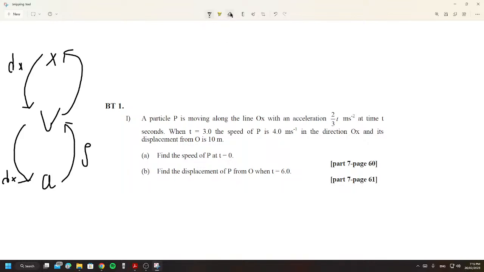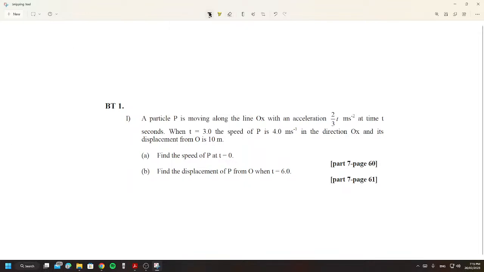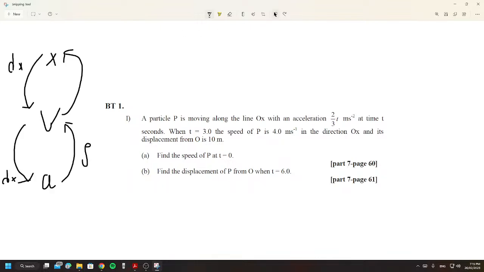So here we have some rules, okay? When we're integrating acceleration, let me pull up my copybook, wait. Where is the copybook?